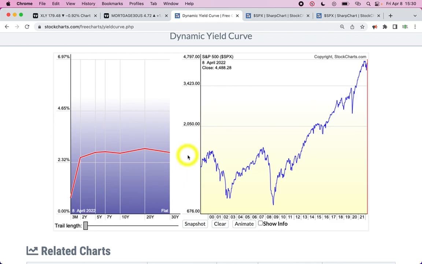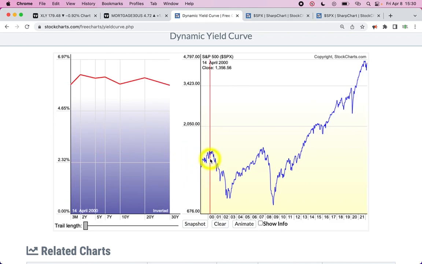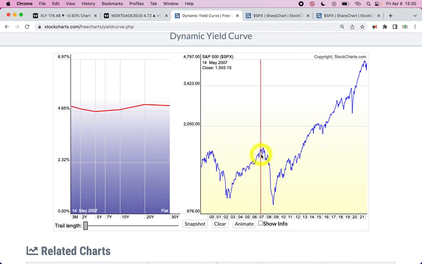So why do I keep looking at the dynamic yield curve? Because, for example, in the year 2000, the yield curve inverted. Where I'm hovering right now, it says inverted. That means the short-term interest rates were higher than the long-term interest rates. It doesn't make any sense, and that's why we call it inverted. The same thing happened sometime in 2007. You can see also inverted yield curve.